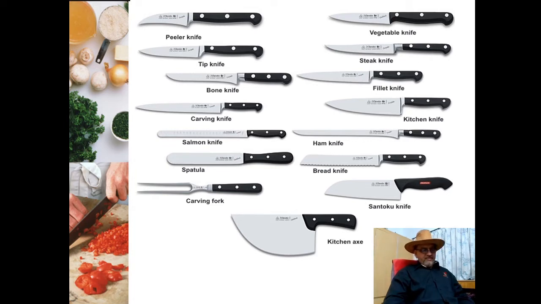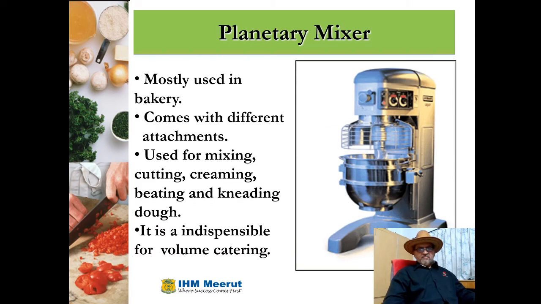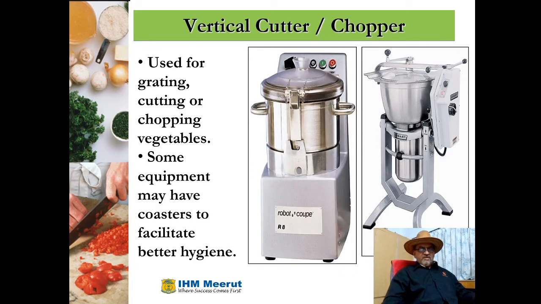Different knives. These are the big equipment. Those were the small equipment. These are the big equipment. Planetary mixer, vertical cutter.